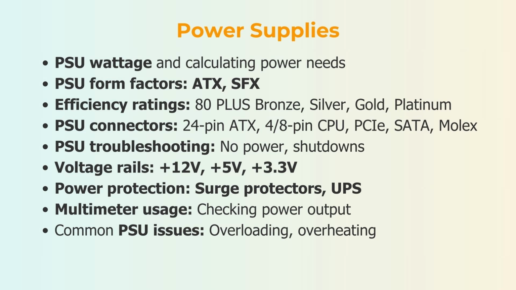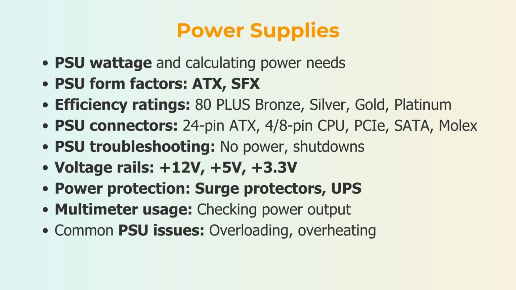You'll also need to know about efficiency ratings like 80 Plus Bronze, Silver, Gold, and Platinum. A higher efficiency rating means that the PSU wastes less energy, generates less heat, and runs more reliably. Power supplies have different types of connectors, such as the 24-pin ATX connector for the motherboard, the 4 or 8-pin CPU power connector, PCIe connectors for graphics cards, and SATA connectors for storage devices.